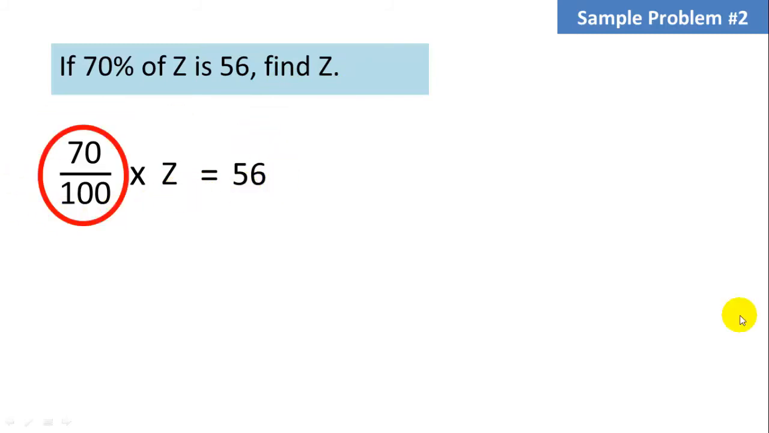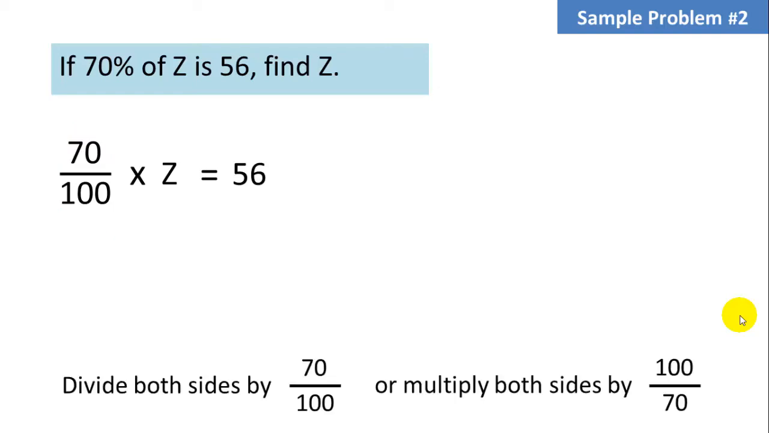Well, we can see what we have to do. We have to get rid of this 70 over 100 term, and then we'll have a z equals form. So if we can get rid of this 70 over 100, we divide both sides by 70 over 100, or we could multiply both sides by 100 over 70, the reciprocal. That's how you divide by a fraction.